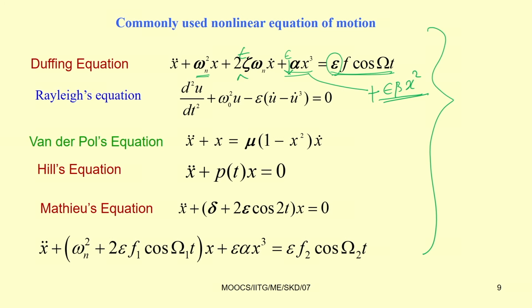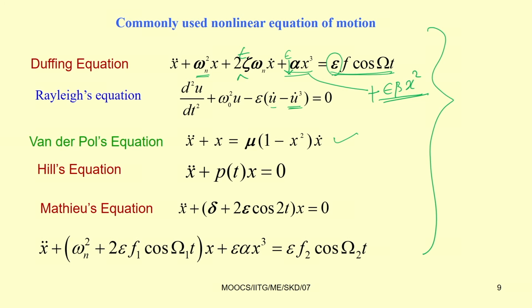And we have studied this Rayleigh equation also. This Rayleigh equation is d square u by dt square plus omega square u minus epsilon u dot minus u dot cube. Here you can see we have the nonlinearity in damping. So in the damping equation also, we can modify the equation by adding a cubic nonlinear term. This van der Pol equation is a special case of the Rayleigh equation, and it can be written in this form: x double dot plus x equal to mu into 1 minus x square into x dot.